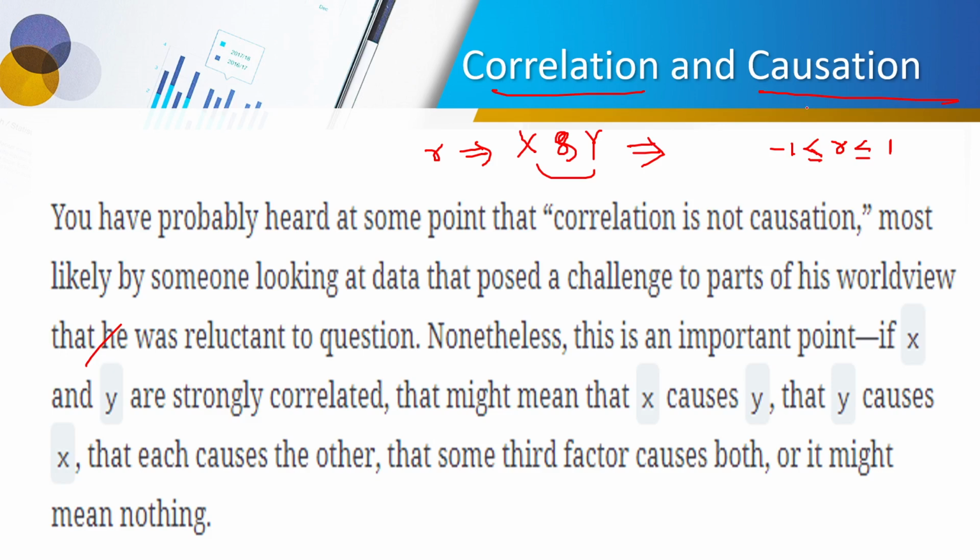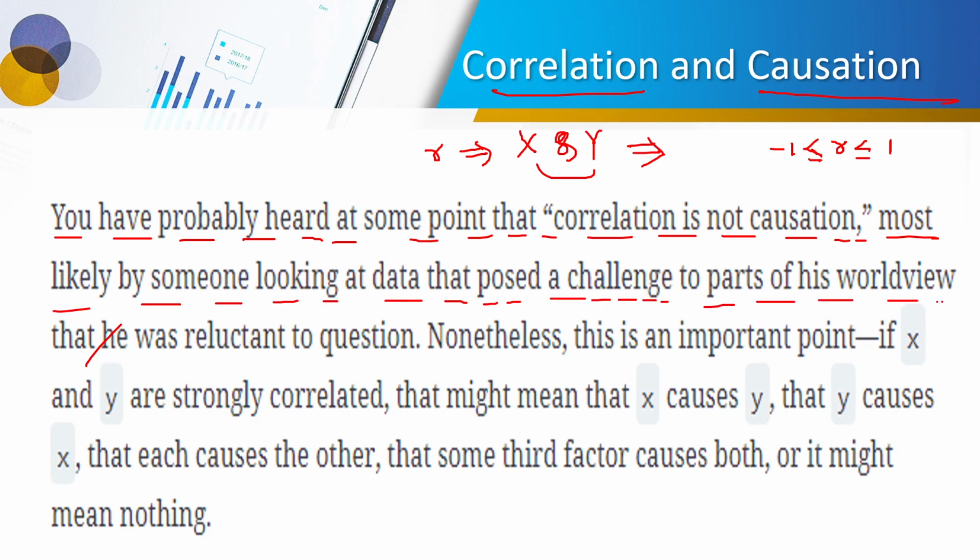Clear? But now what is the meaning of causation? If the values are related with each other, then these values may be causing each other, meaning x may cause y, or y may cause x, or both may cause each other, or both may not cause each other. That is a simple one line explanation for correlation and causation. So read it properly. You have probably heard at some point that correlation is not causation. Nonetheless, this is the important point.